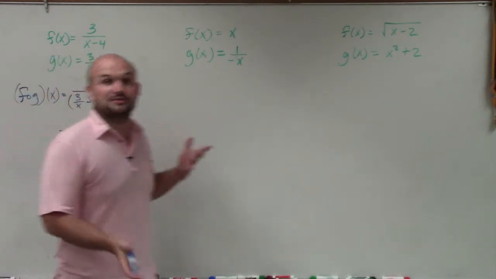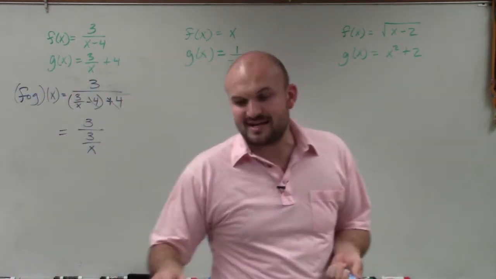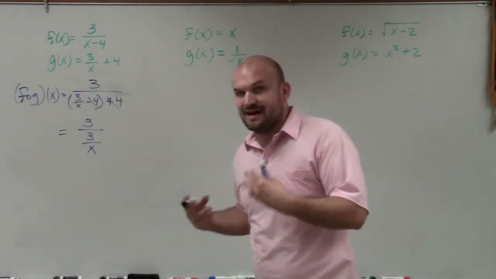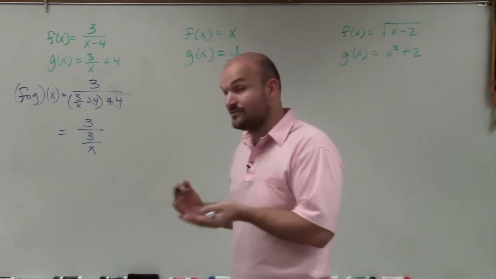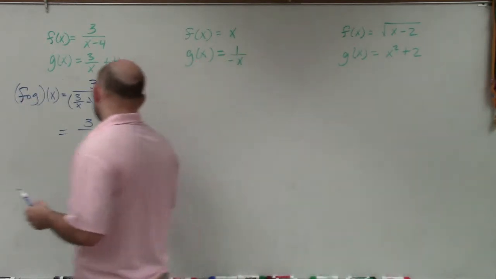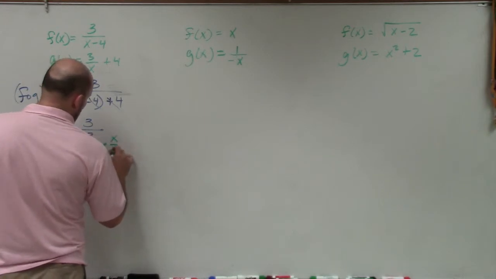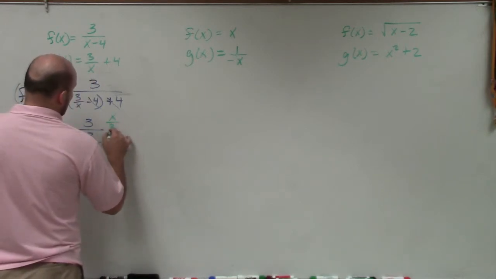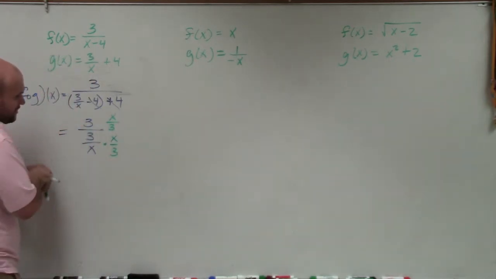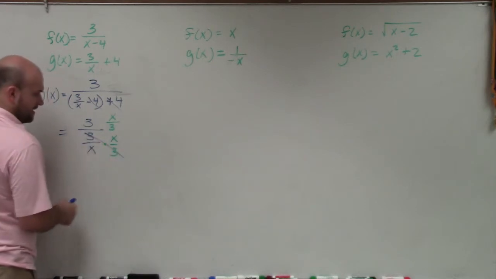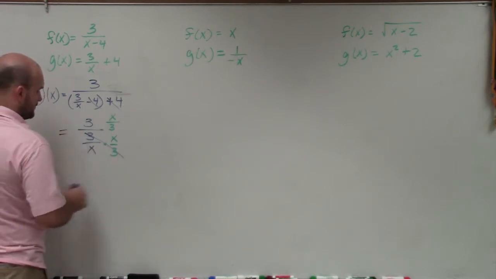Now this one gets a lot of students because you have a number divided by a fraction. Now what do you do? Well, whenever I'm dividing by a fraction, I always like to think about getting rid of it by multiplying by the reciprocal. So I'm going to multiply by the reciprocal on the top and the bottom. Any number multiplied by its reciprocal goes to 1. And then I have 3 times x over 3.